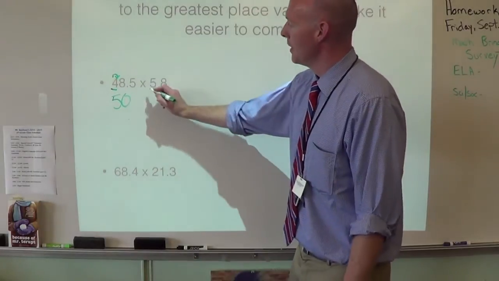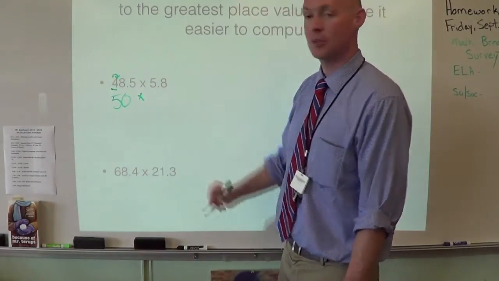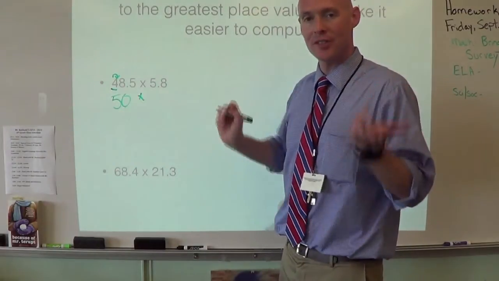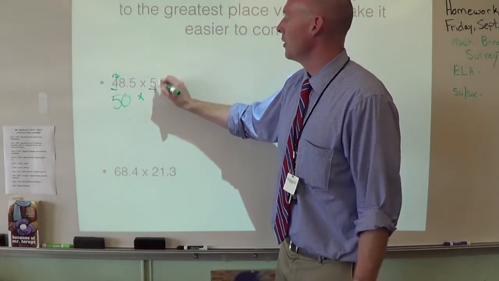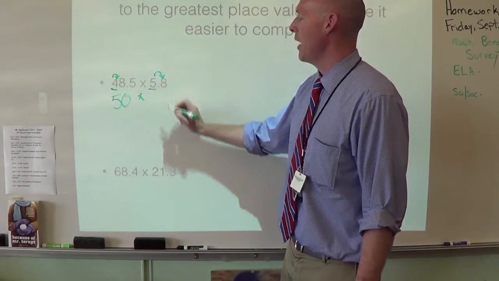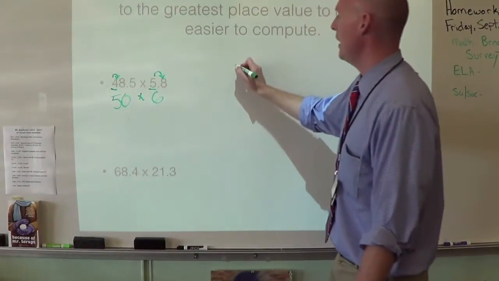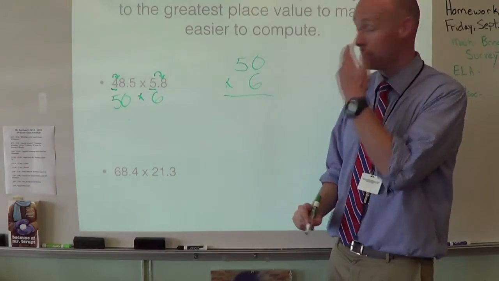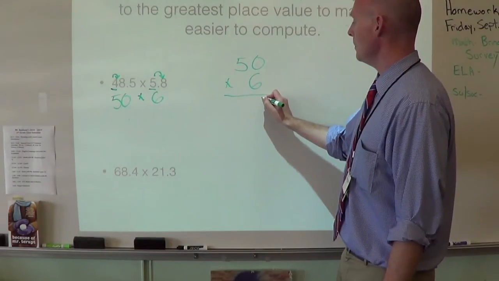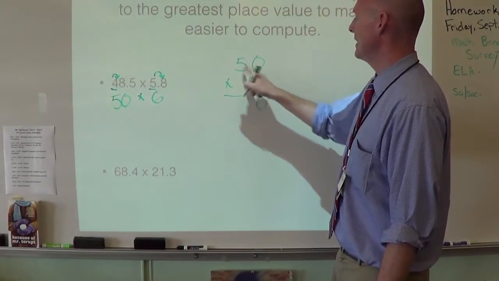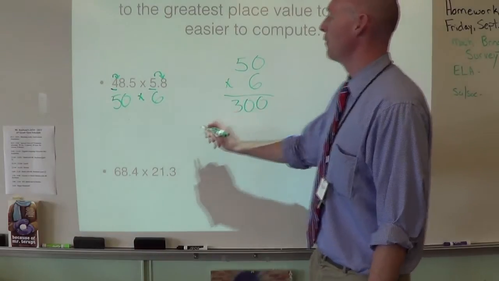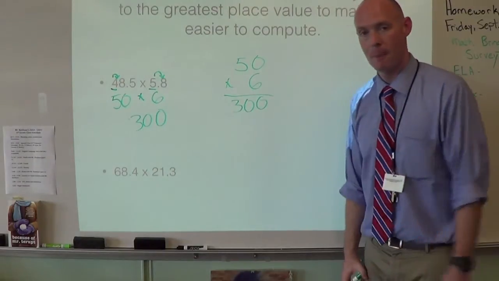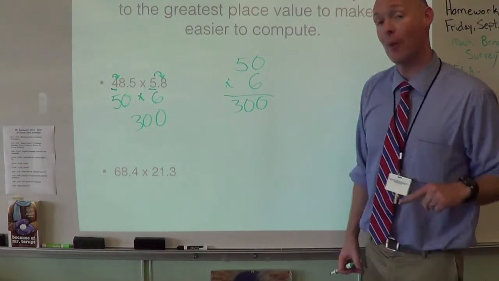Let's look over here. Times, okay, 5.8. Well, not a lot to work with here. That one goes to the tens place. So let's round this to the nearest whole number. Underline, and that one would be 6. So we really have 50 times 6 when you're estimating. 6 times 0 is 0. 6 times 5 is 30. Therefore, we know the answer is going to be close to 300. Okay, I want you to try that one on your own.